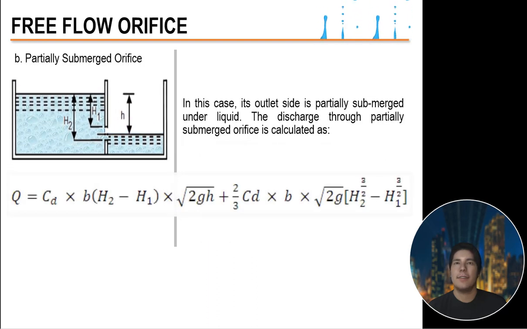In a partially submerged orifice, its outlet is partially submerged under liquid. The discharge through a partially submerged orifice is calculated as follows: Q = CD times B times (H2 minus H1) times square root of 2GH, plus 2/3 of CD times B times square root of 2G times (H2 raised to the power of 3/2 minus H1 raised to the power of 3/2). Makikita mo dito na mayroon tayong combination ng orifice tsaka weir.